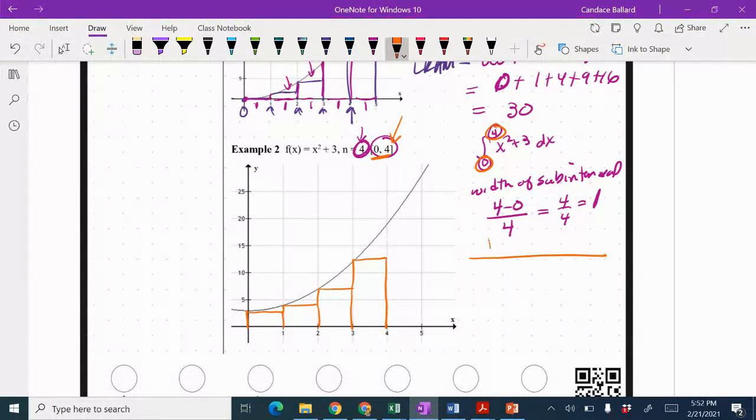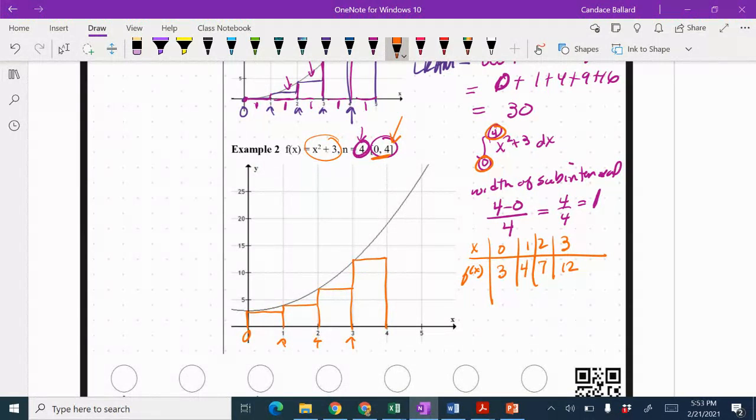Okay, so I'm going to do a little t-chart again with my values. x, f of x, and I've got 0, 1, 2, and 3 this time. Then I'm going to plug them into x squared plus 3. So 0 squared is 0 plus 3 is 3. 1 squared is 1 plus 3 is 4. 2 squared is 4 plus 3 is 7. 3 squared is 9 plus 3 is 12.